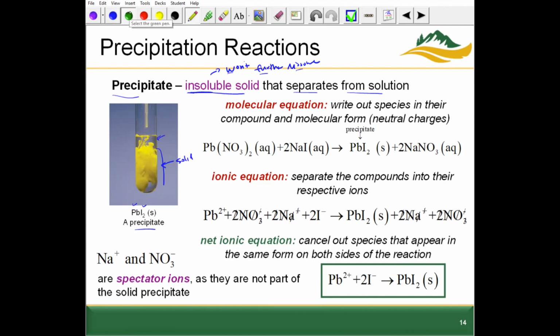So in forming precipitates, we're going to end up writing out these reactions where we take into account the different species that are involved.